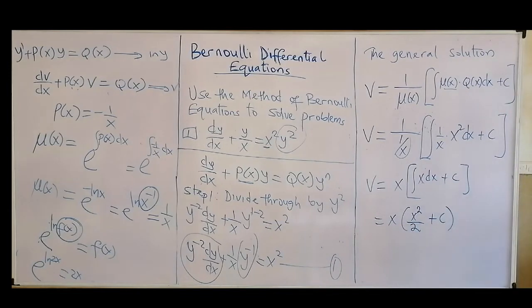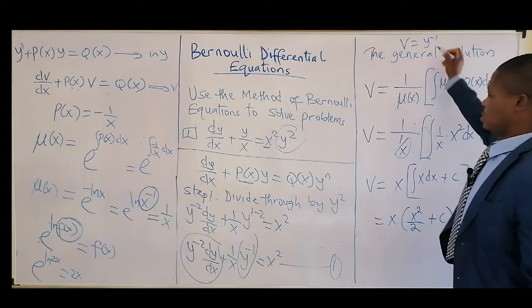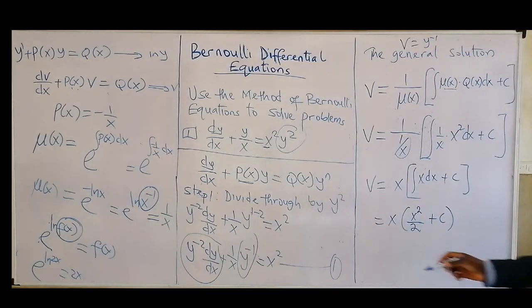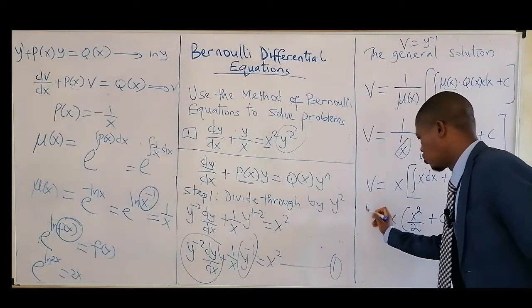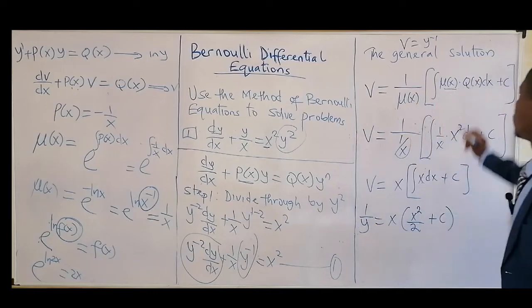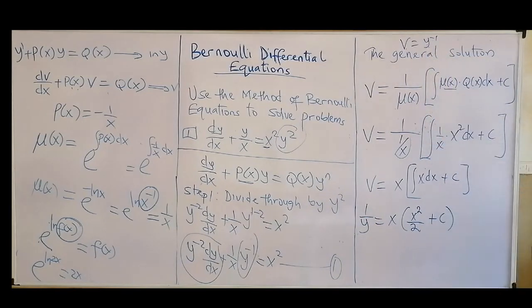And don't forget, V was a substitution value. We said V is equal to y to the power minus 1. So return it back. V is 1 over y. So return that back. So we have that, and that's the answer to this question.